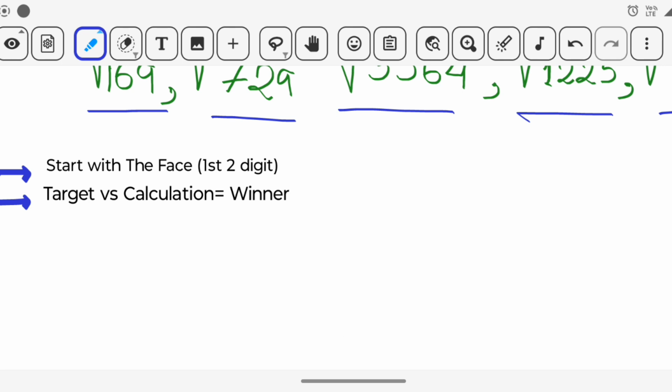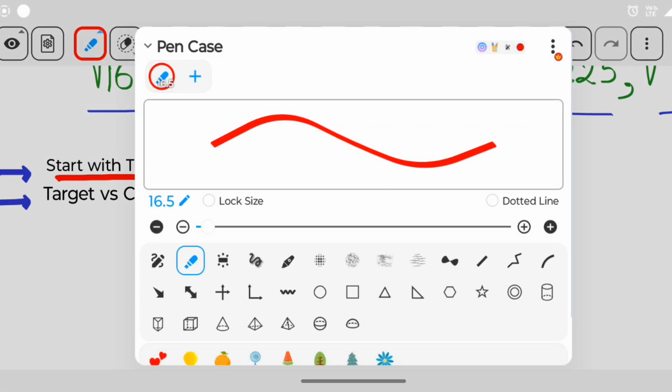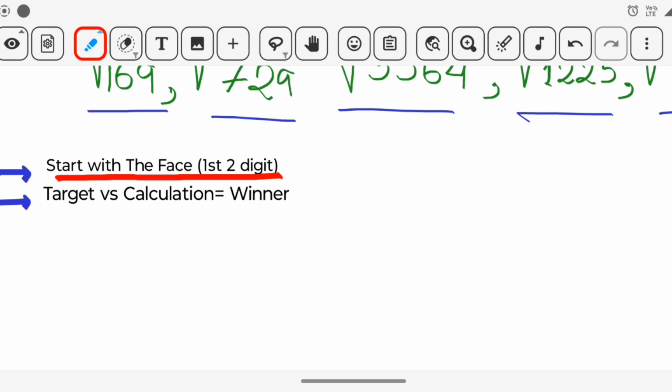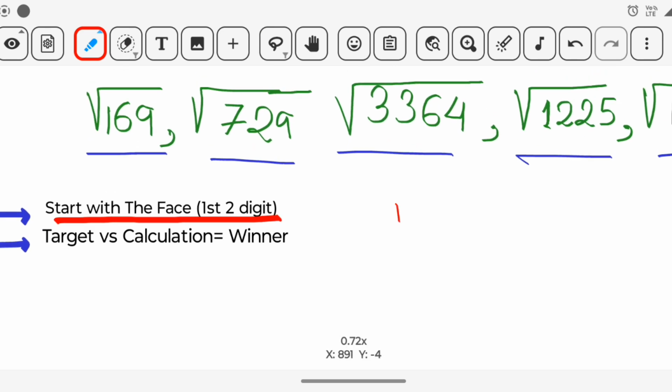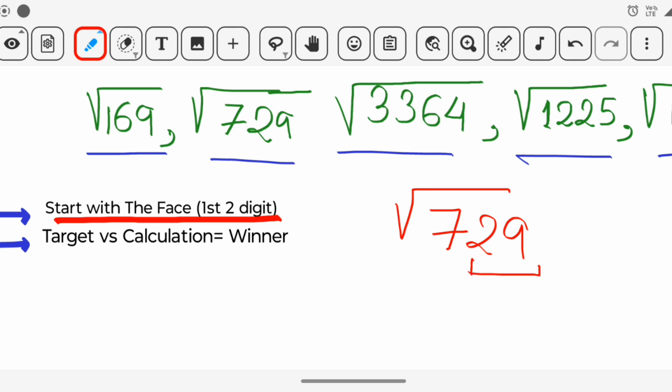Let me change the color. So start with the face, that is the first two digits. The face of any number is the first two digits. So we start with the face. Suppose we take as an example the square root of 729. The face will be the first two digits.